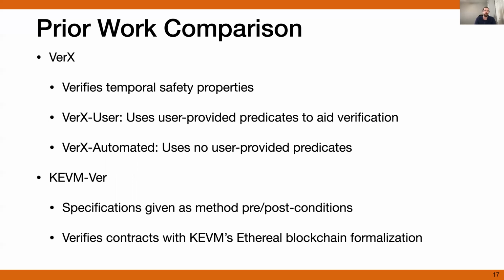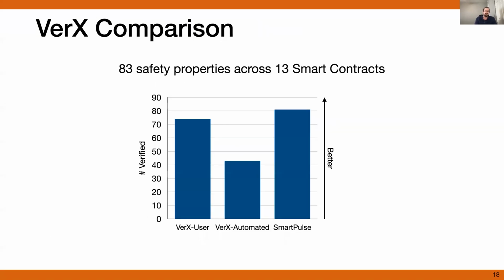to see how well they can verify properties automatically. In addition, we also checked SmartPulse against a tool that uses KEVM's Ethereum blockchain formalization in order to verify method pre and post conditions, and we call that KEVM-Ver. Our first comparison against VerX evaluates SmartPulse against all of the smart contracts and properties that VerX evaluated against in their paper.